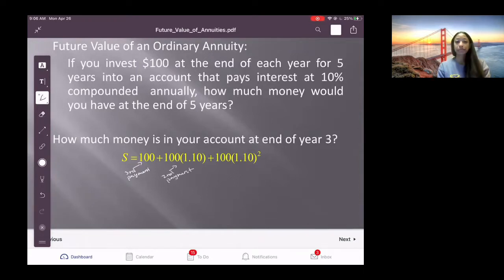And then now working backwards again, how long has the money that you put in at the end of year 1 been in the account? You put it in at the end of year 1, and then it was in the account for the entire 2nd year and in the account for the entire 3rd year. So it's earned interest for 2 years. So now this amount is going to be 100 times 1.10 to the 2nd power. That 1.10 to the 2nd power is because you're earning interest on that money for 2 years.